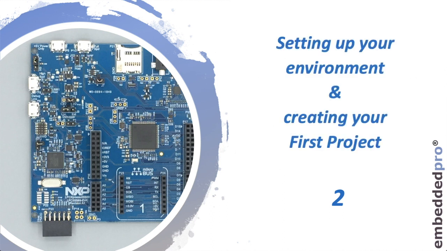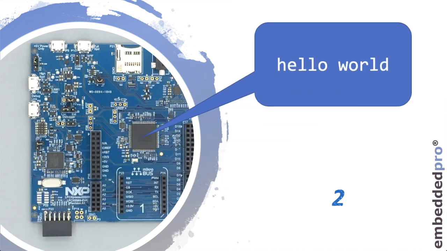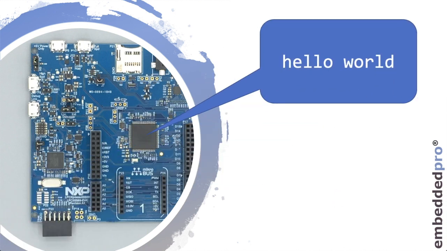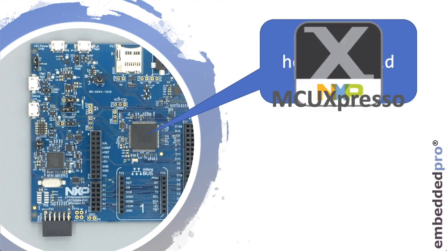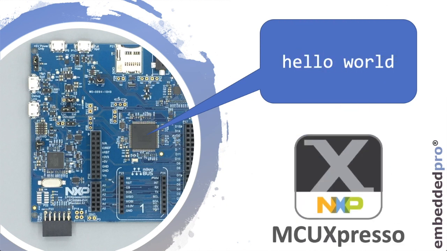In this video, I'm going to show you how to set up your software environment and create your first project. It's going to be a simple project with the LPC55S69 printfing Hello World. I'll also show you how to get all the NXP example source code for the LPC55S69. NXP's software package for these LPC55 microcontrollers is called MCUXpresso. So let's head over to nxp.com and get started downloading software.